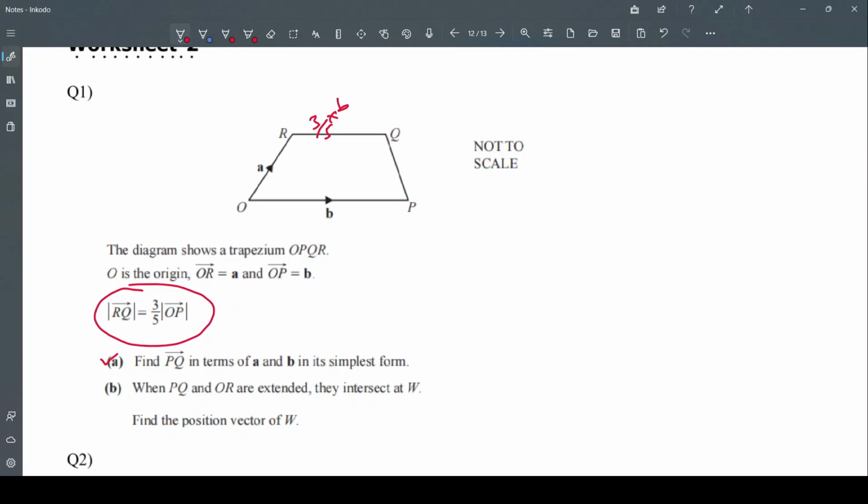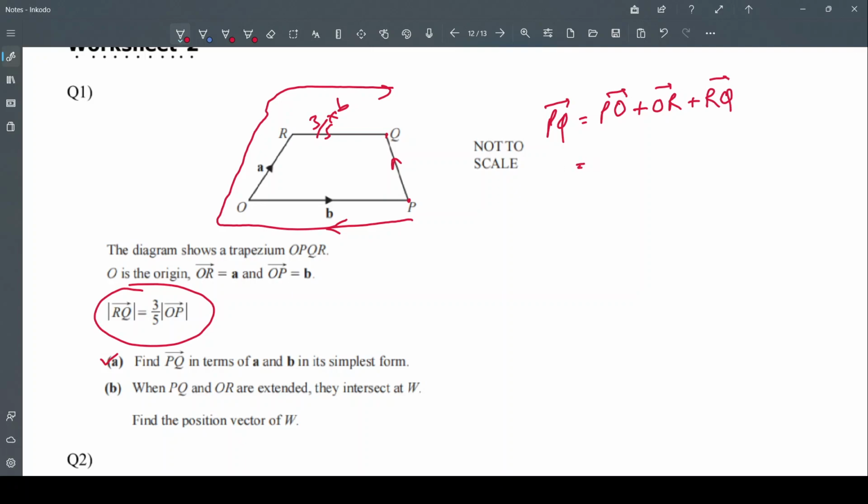PQ vector. So I need to go from P to Q, right? I need to travel in a direction where I can get all the terms of A and B. So for traveling from P to Q, I have to go from P to O, plus O to R, plus R to Q, correct?